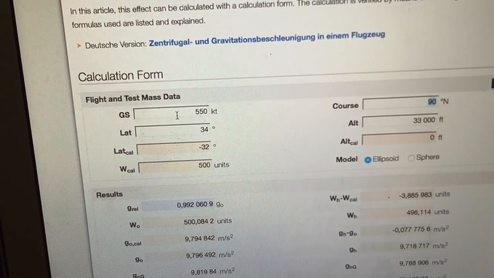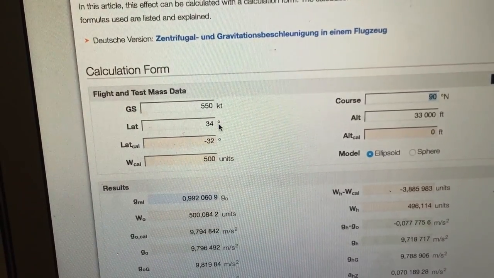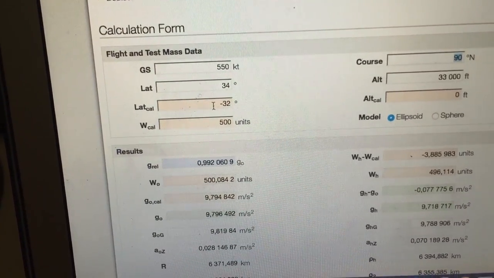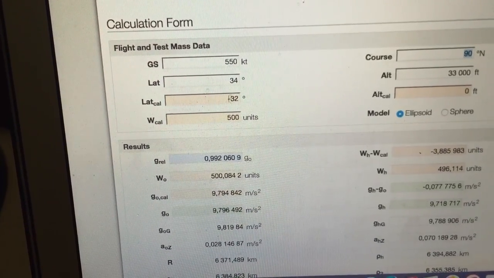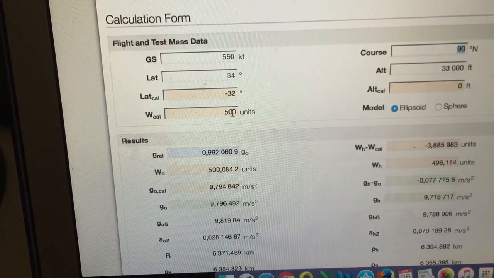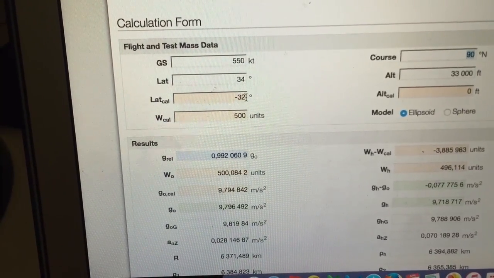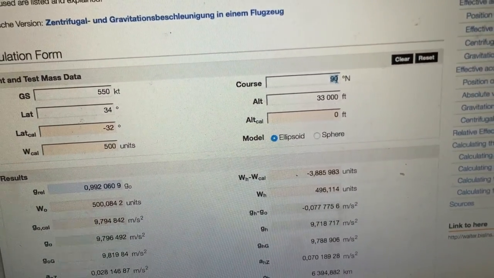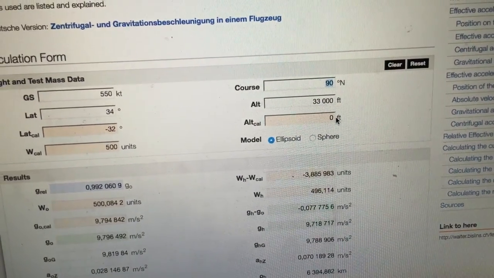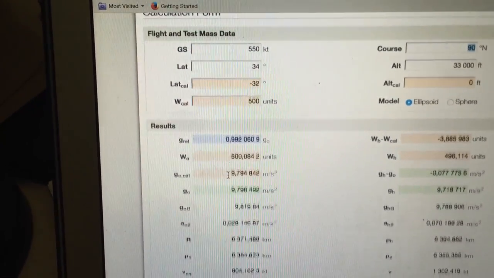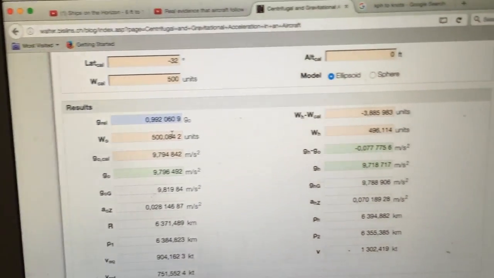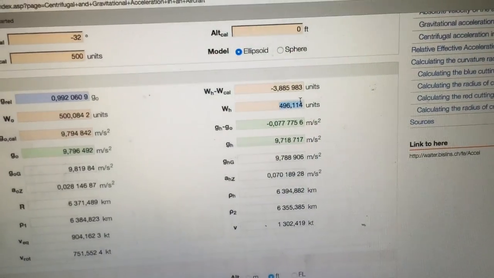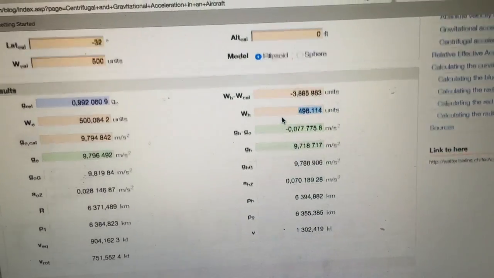But basically, we've got the ground speed of the aircraft. We've got the latitude that the aircraft is flying at. He's added recently the calibration location. So because I calibrated this weight in Perth, it's 32 south latitude, and the weight was 500 grams. So you can actually even put in the position where you calibrated the scales, which is just superb. You then put in the course of the aircraft, the altitude where the weight was calibrated, and it gives you a lot of information. Now, we're going to go through some of the variables here, but the key figure that we're after is this one right here, the little WH, because that's the weight that we're going to expect to see on the scales, if all the math is correct.